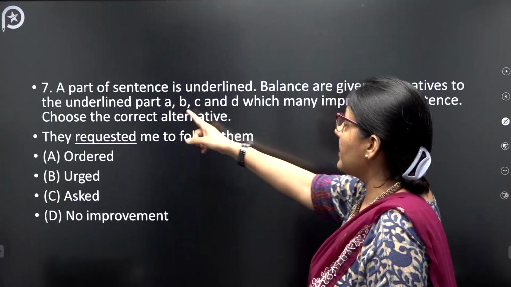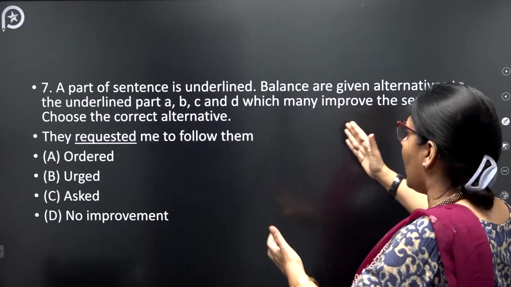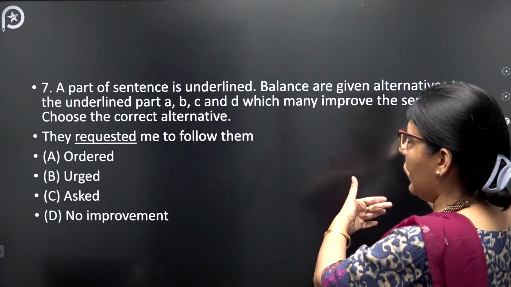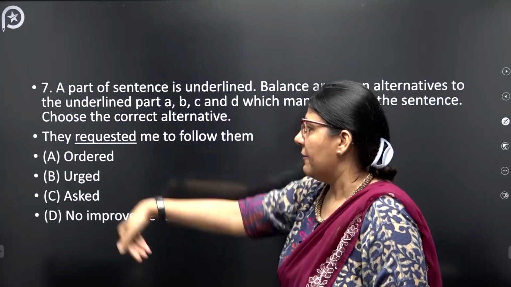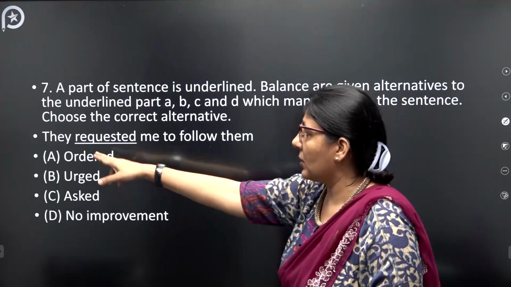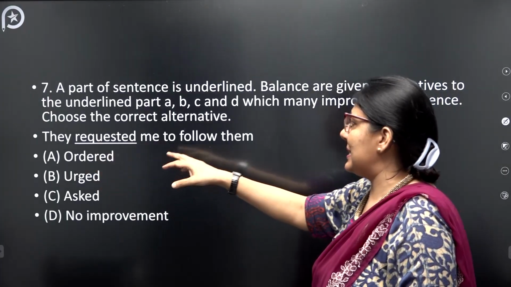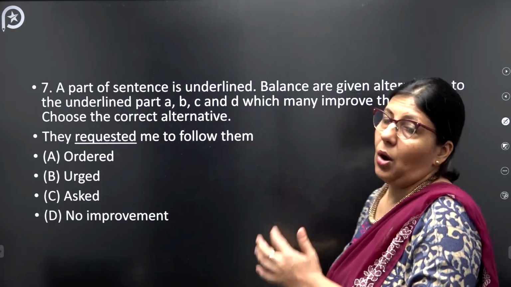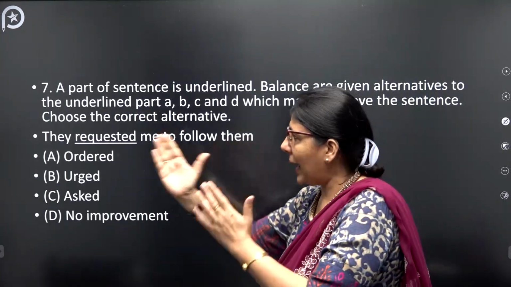Now, there are parts A, B, C, D which may improve the sentence. There's an error over here, which may improve the sentence. So let us try to find out. They requested me to follow them. Okay, now what do you say? Who can be they?